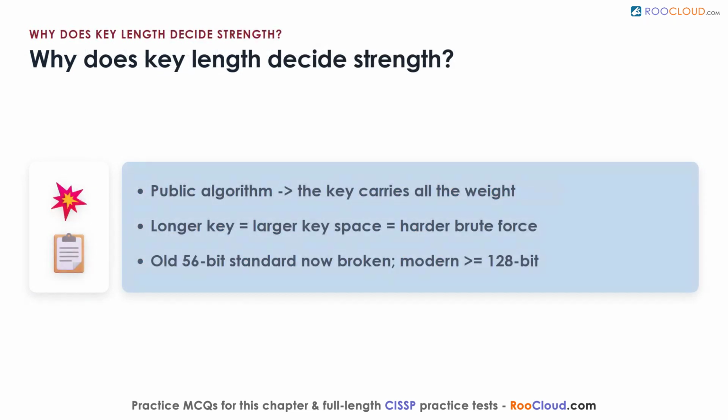Why is key length now the deciding factor? Because with the algorithm public, the key carries all the weight. A longer key means a vastly larger key space, which makes brute force guessing far harder. Computing power keeps climbing, and so do the attackers. So today's safe length becomes tomorrow's weak one. An older government standard once relied on a 56-bit key that was considered plenty at the time. It is now broken routinely, and modern systems reach for at least a 128-bit key. Picture a race where your key length has to keep outrunning ever faster machines.